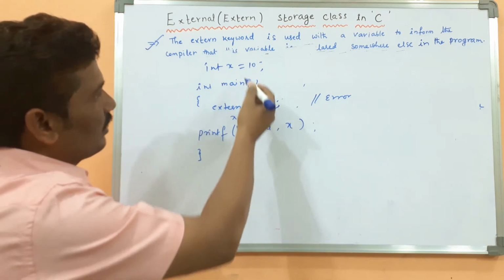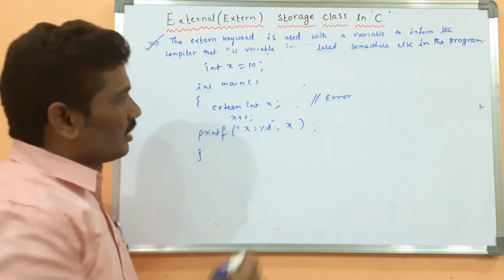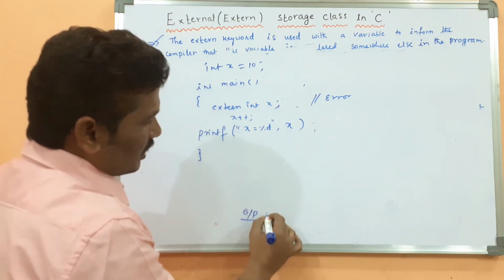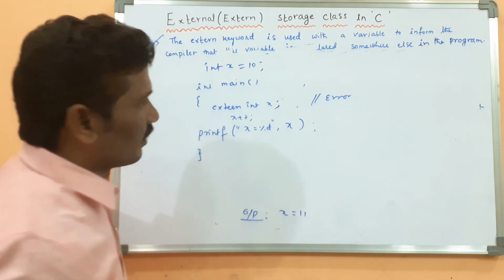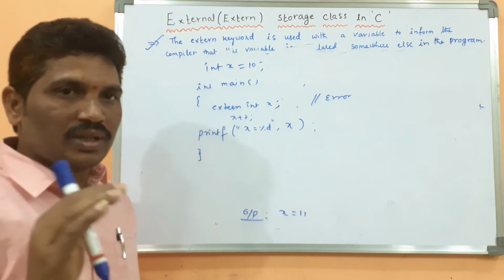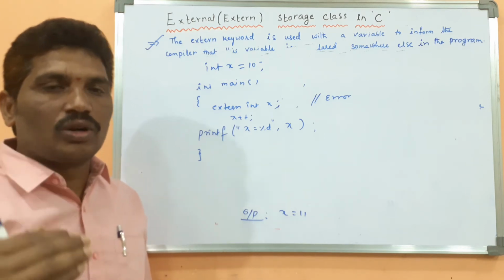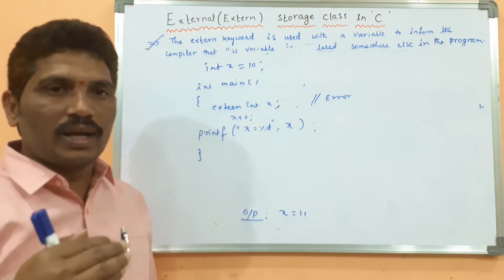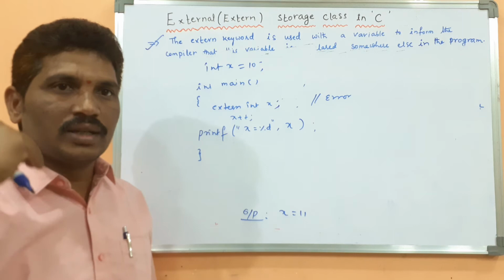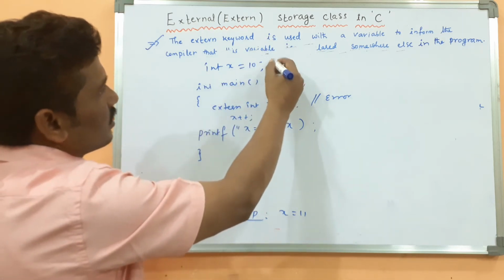Then what is the value? The x value becomes 10, then x is incremented by 1. What is the output of this program? x = 11. Whenever you do the initialization over here, the compiler shows an error, because it can't be initialized within the block or within a function. It must be initialized globally. Yes, this is global.